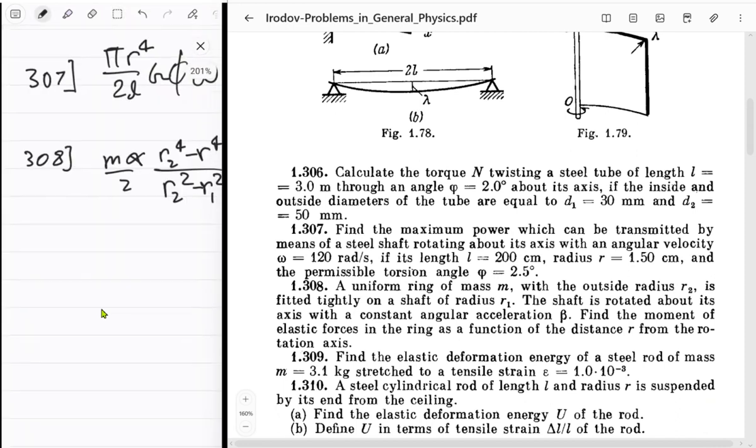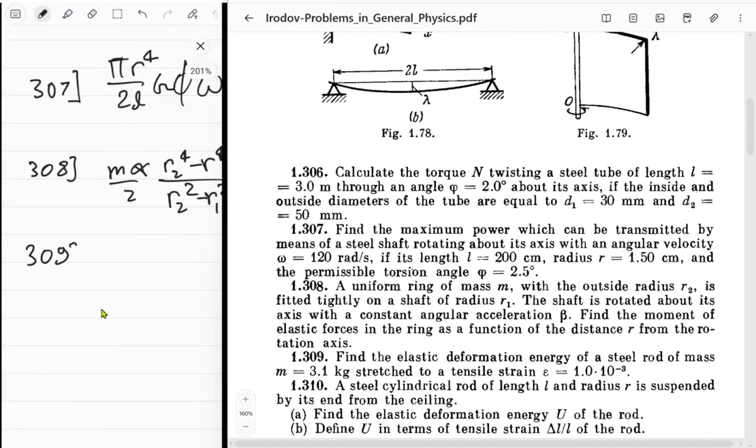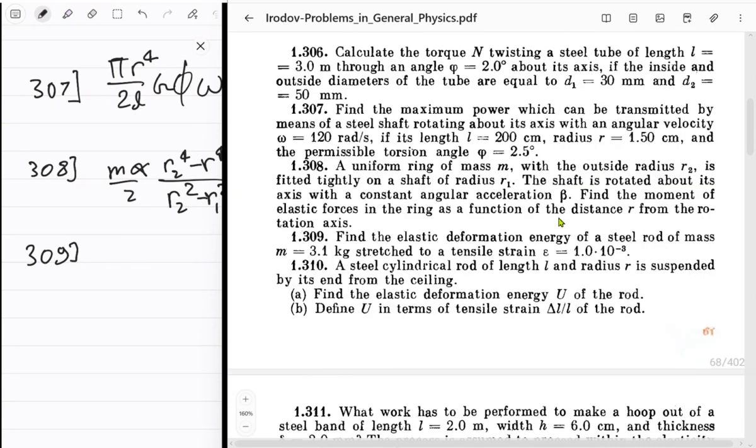Next is 309. 309 is finding the elastic deformation energy of a steel rod of mass something stretched to a tensile strain of epsilon equal to 10 power negative 3.